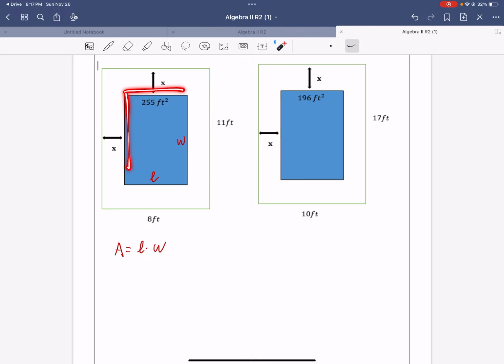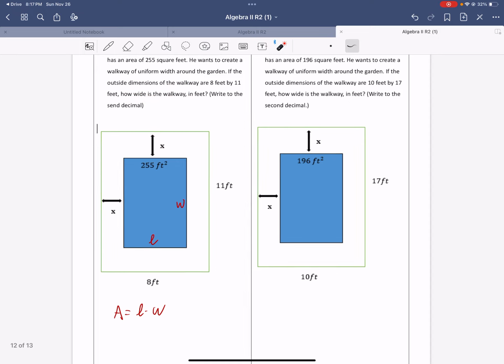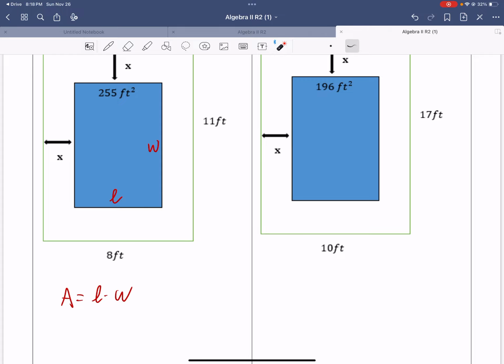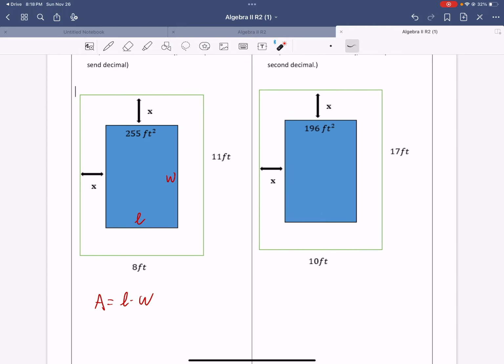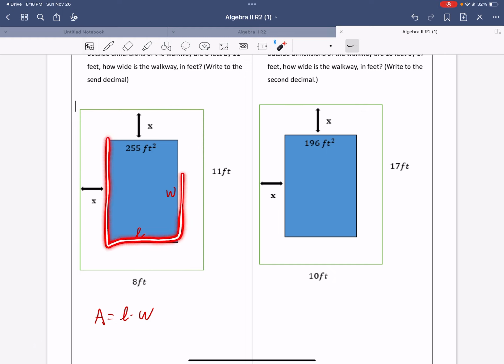But we know the area of this one is 255, and we want to solve for x, because that's what the question is asking: how wide is the walkway in feet, right? So how can I solve this? We've got to figure out something. We don't know the area of this whole thing, but we know the area of this garden, which is 255. And this is a length, this is a width. So this times this is equal to 255.